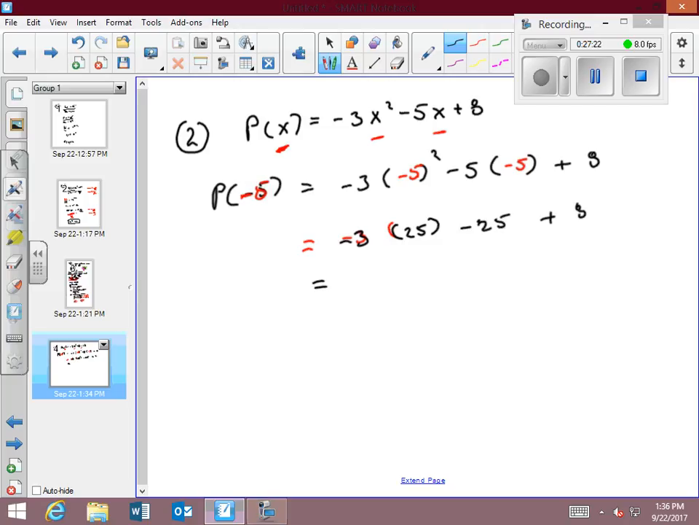So that makes it a minus 75 plus 20 minus. This has got to be a plus. Minus plus 25 plus 8. So these two combined together to give you 50 minus plus 8. So my answer is a negative 42.